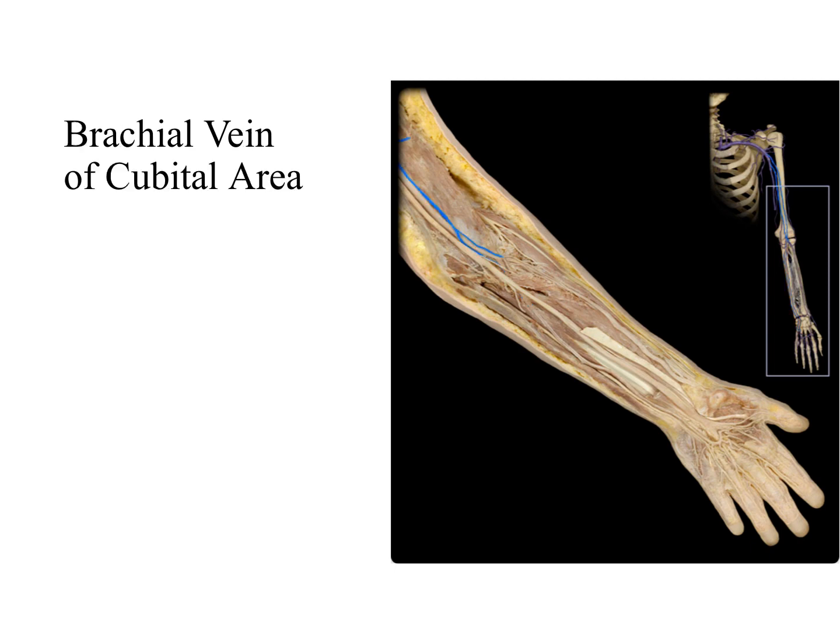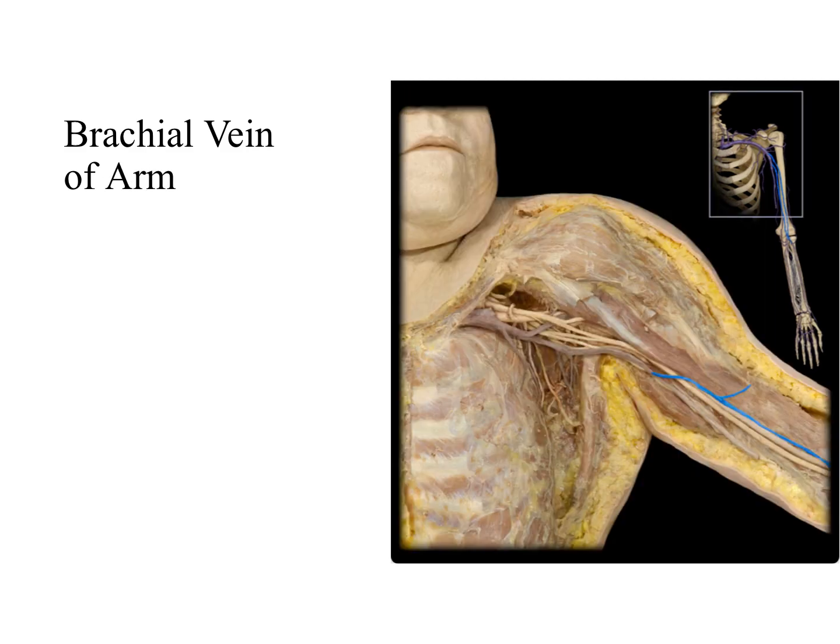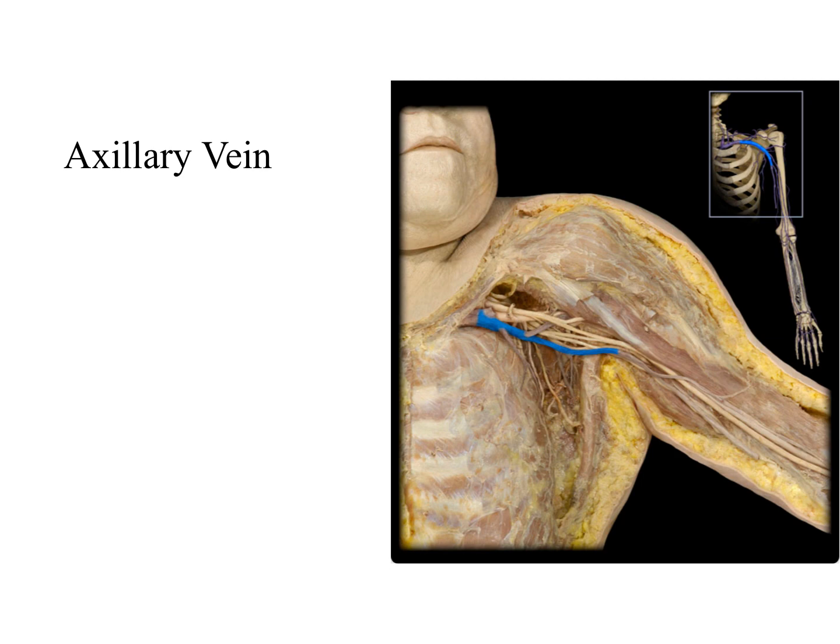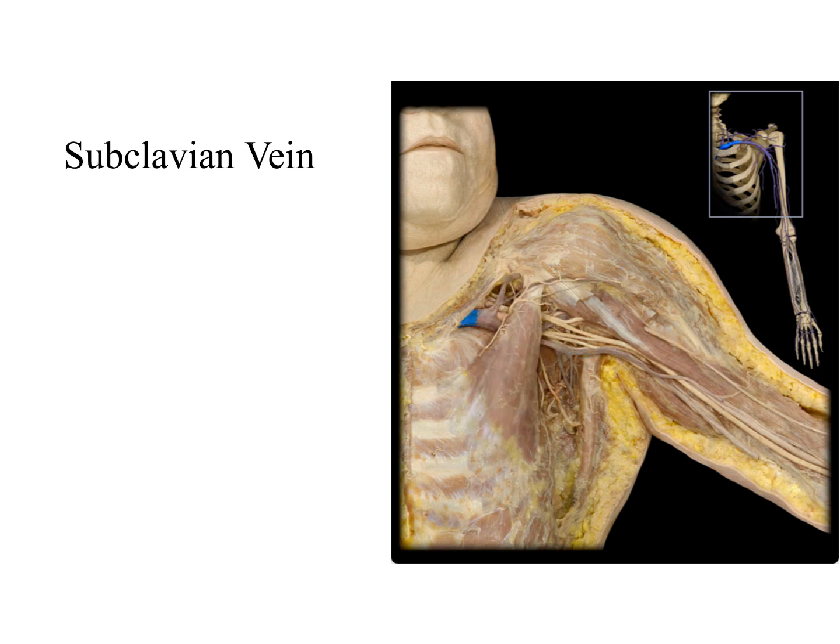The radial and ulnar veins unite to form the brachial vein in the cubital area. So we're looking at the anterior arm and we can see where the brachial vein begins. And then we can see the brachial veins as they enter into the arm up toward the axilla. Here we see the axillary vein, which is the union of the brachial veins and the basilic vein. And here we see where the axillary vein becomes the subclavian vein on the left, and this happens at the lateral border of the first rib. This ends our video on the vasculature of the upper limb.